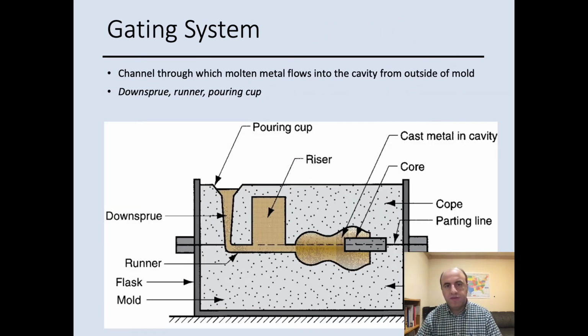The gating system in the casting process consists of a down sprue, which is here. Then we have a runner, which connects the down sprue to the main cavity. Then we have a pouring cup. The pouring cup is important because it can minimize the splash or turbulence that may happen when the hot metal is poured into the cavity.